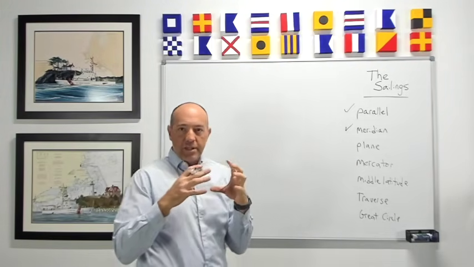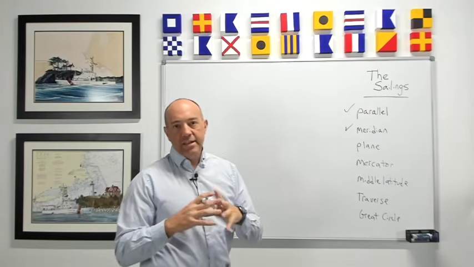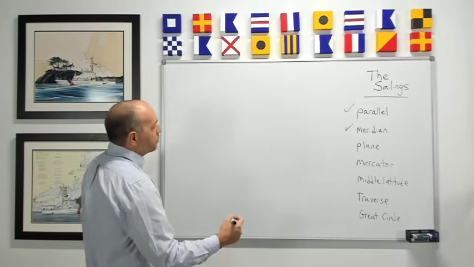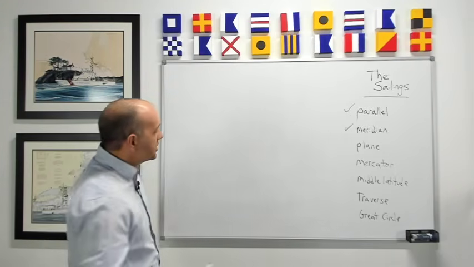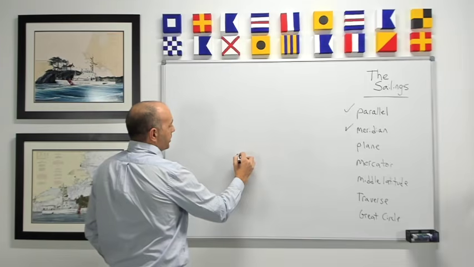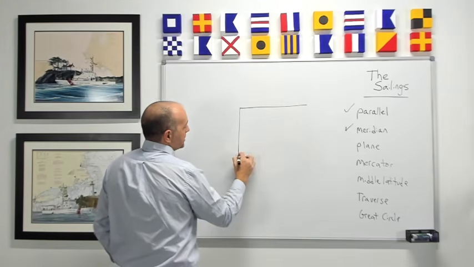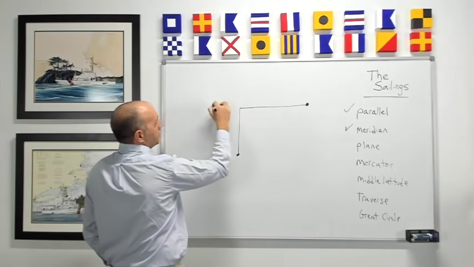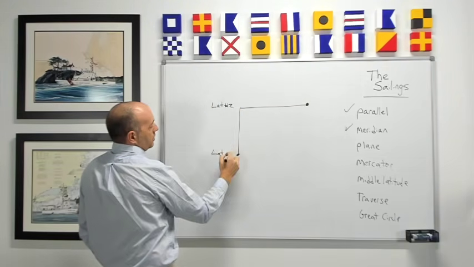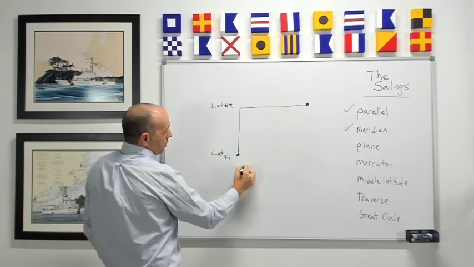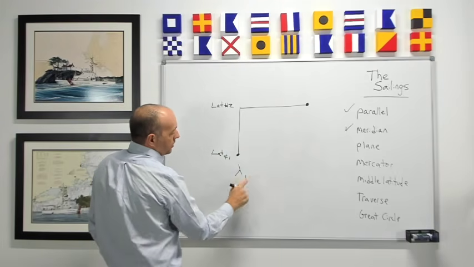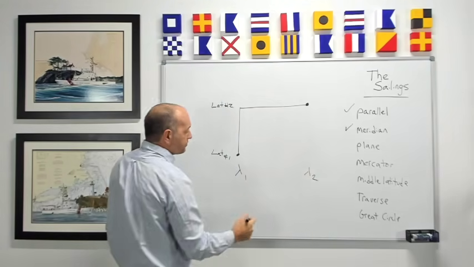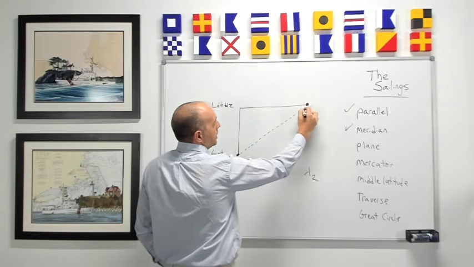Plane sailing just deals with kind of shorter distances. Mercator sailing does larger distances, but it relies on Mercator projections. So with plane sailing, it's really just a little bit of trigonometry. If this is your latitude number 1, and this is your destination, this would be your latitude number 2. And this would be your longitude number 1. That's the symbol for longitude, lambda. This would be your longitude number 2, and this would be the path that you would take between them.